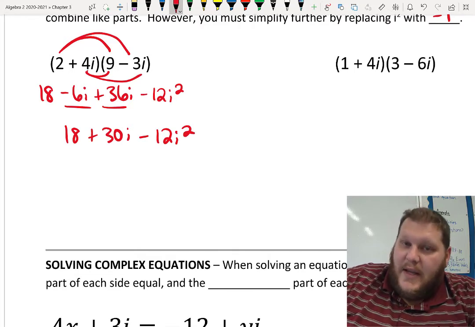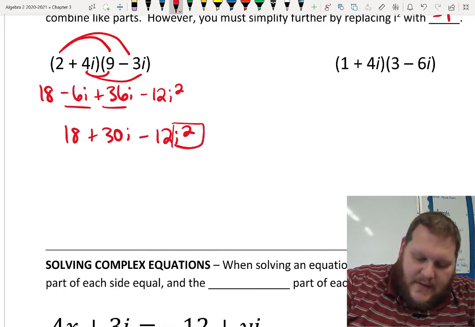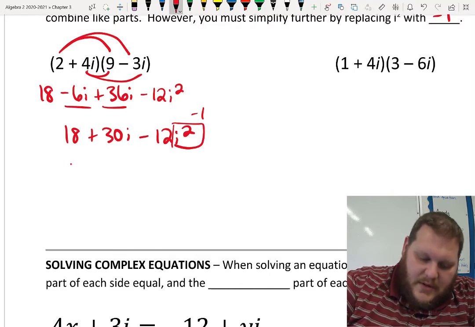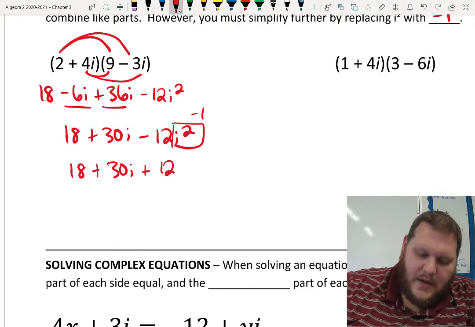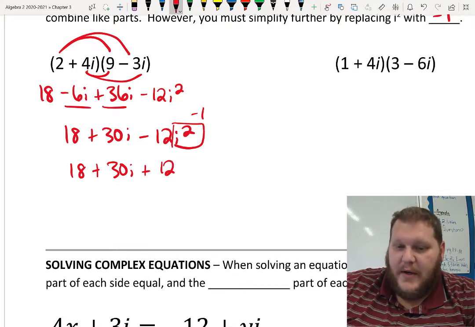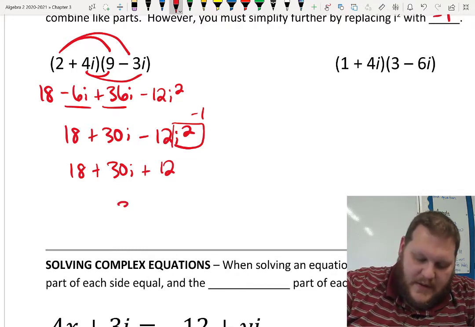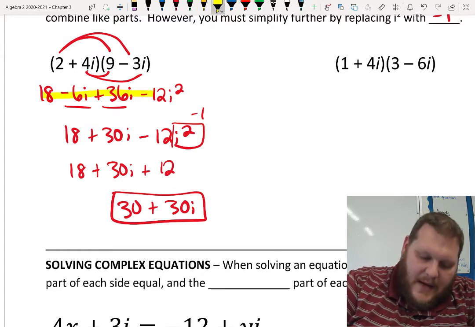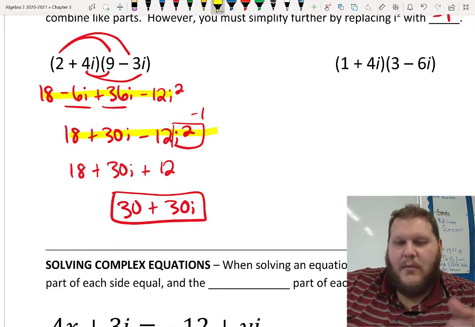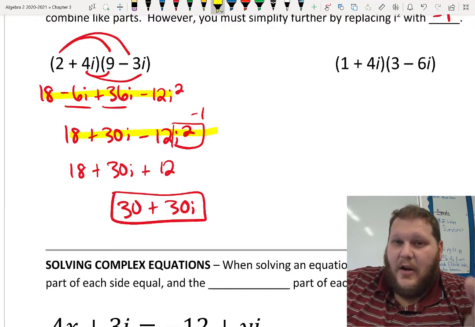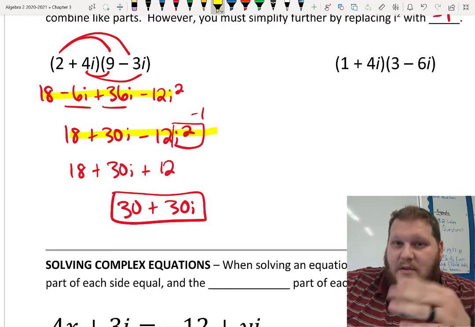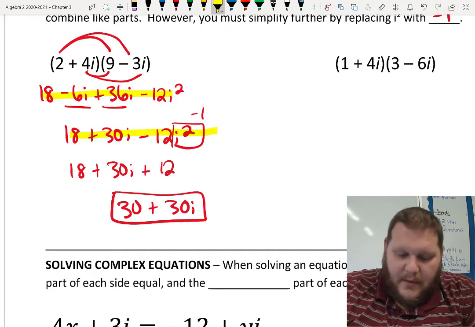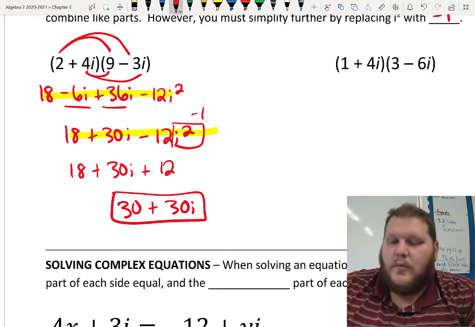Now we can't leave i squared as is, so I've got to make that substitution for negative 1. So this becomes 18 plus 30i plus 12, because negative 12 times negative 1 would be positive 12. So 18 plus 12 is 30, plus 30i. Usually when I do this, I'll combine these two steps together, where I combine my like terms for my i's and also substitute negative 1 for my i squareds, just to save a couple of extra steps. But as always, it's personal preference and whatever you're more comfortable with.